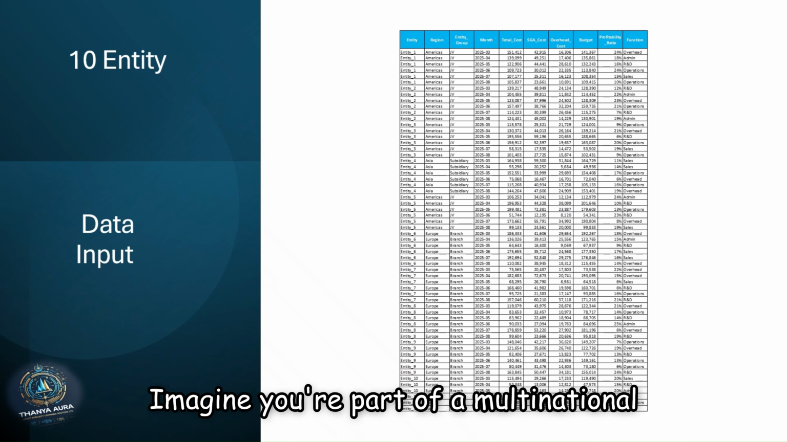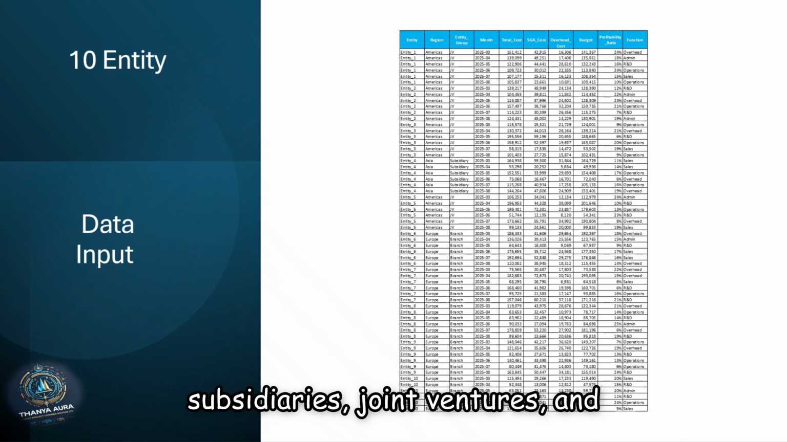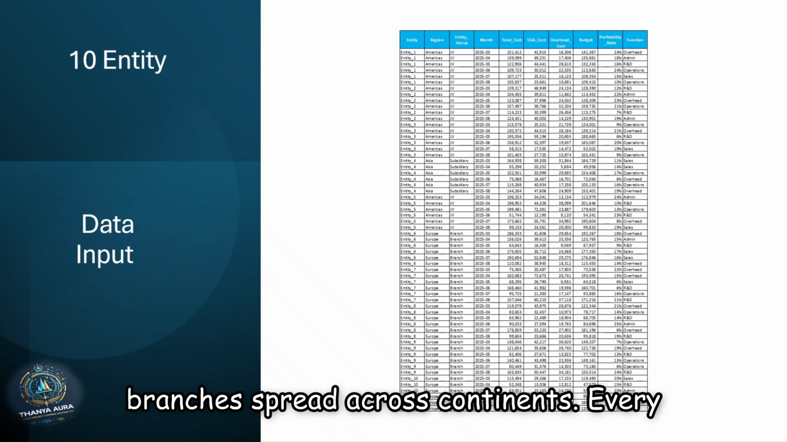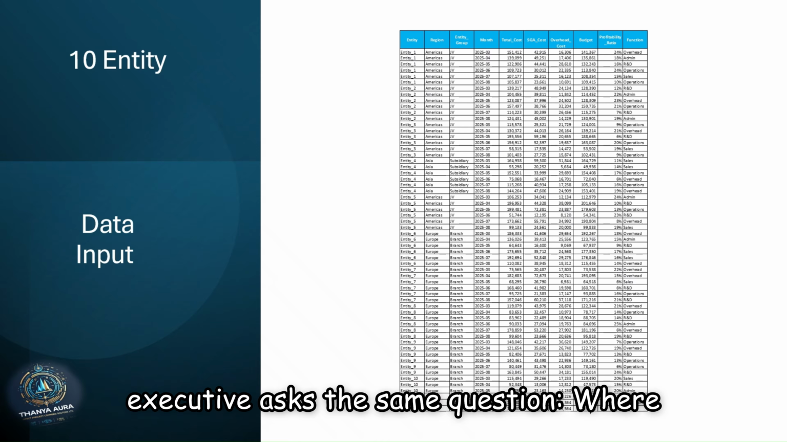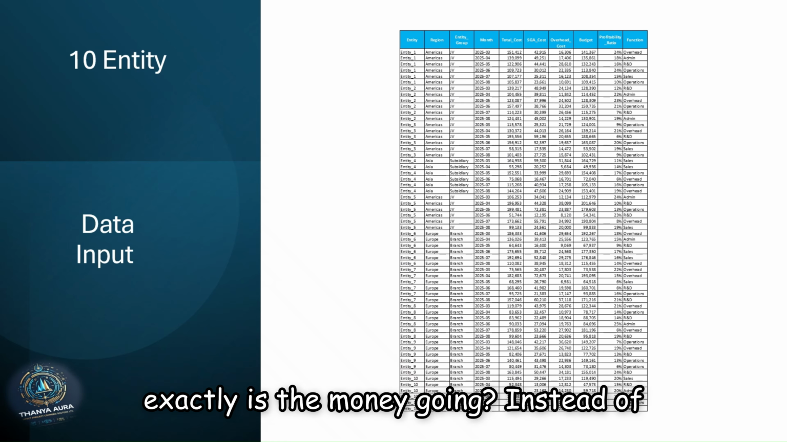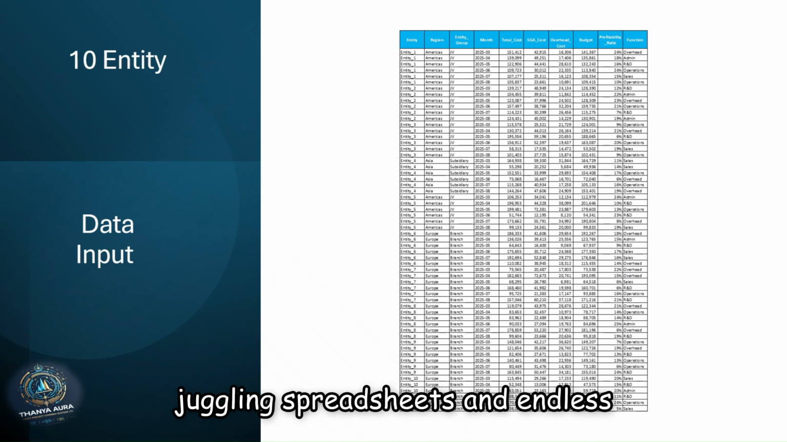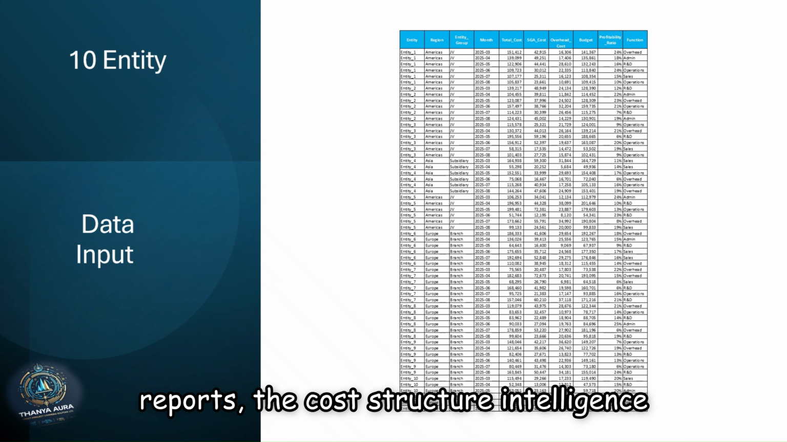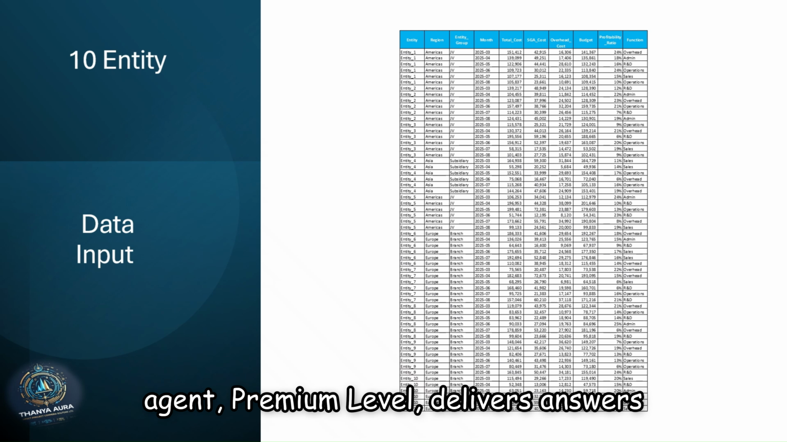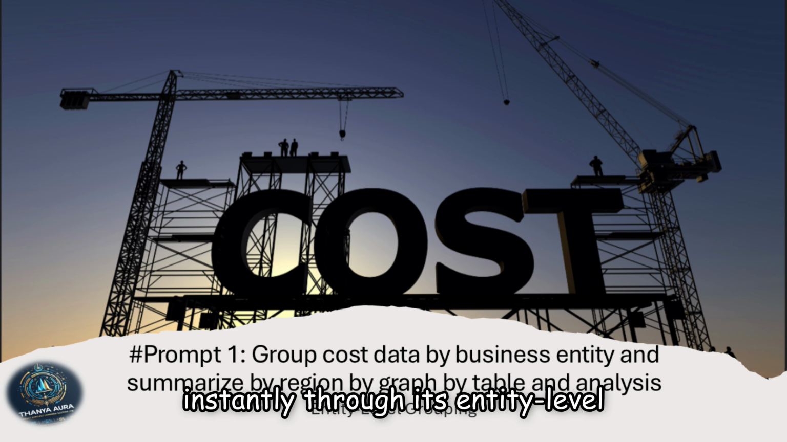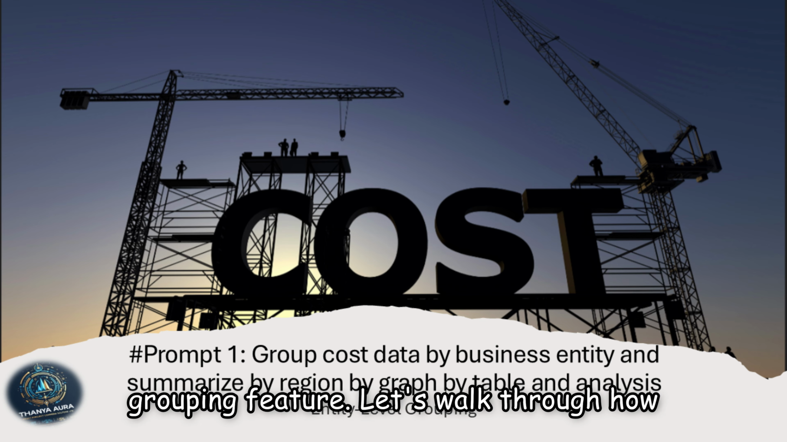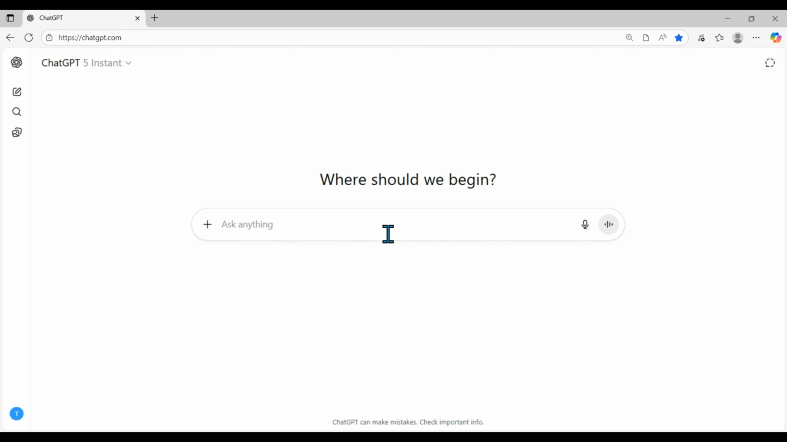Imagine you're part of a multinational organization managing multiple subsidiaries, joint ventures, and branches spread across continents. Every executive asks the same question: where exactly is the money going? Instead of juggling spreadsheets and endless reports, the Cost Structure Intelligence Agent, Premium Level, delivers answers instantly through its entity-level grouping feature. Let's walk through how it works, step by step.